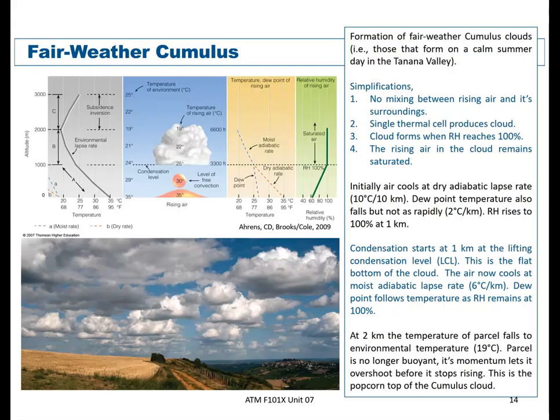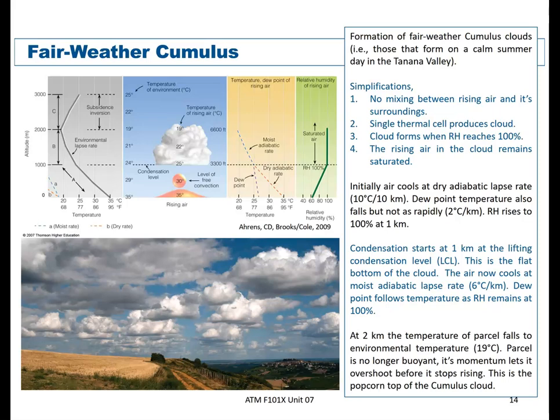So a parcel of air starting at 35 degrees Celsius or 95 degrees Fahrenheit with a dew point temperature of 27 degrees Celsius or 81 degrees Fahrenheit is soon warmer than the air around it as it rises. Once it is warmer than its environment, the parcel has reached the level of free convection. The unsaturated air parcel rises, cooling at 10 degrees Celsius per kilometer, and the dew point temperature falls at 2 degrees Celsius per kilometer. The temperature line, red, approaches the dew point line, green, and they meet at 1 kilometer. At 1 kilometer, condensation occurs, the relative humidity reaches 100%, and this marks the bottom of the cloud.